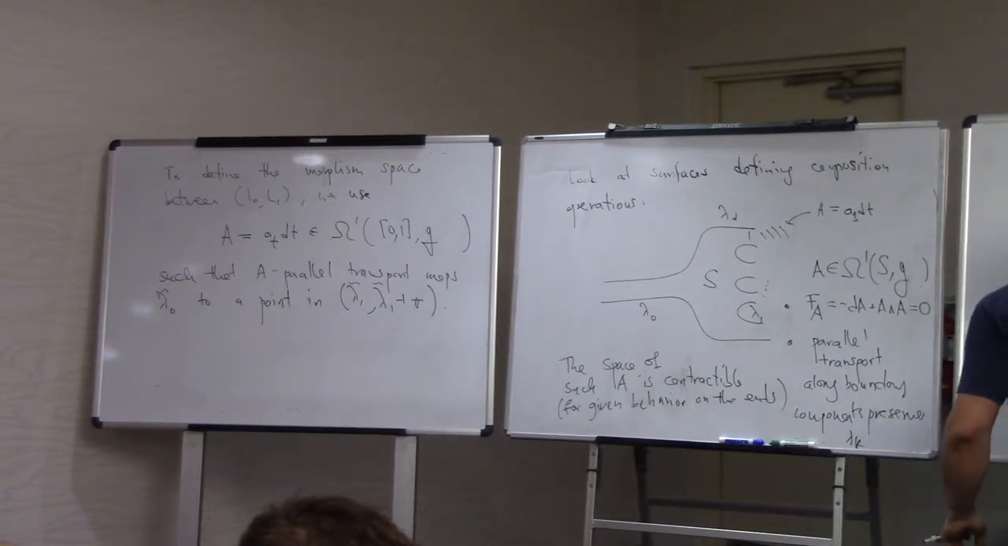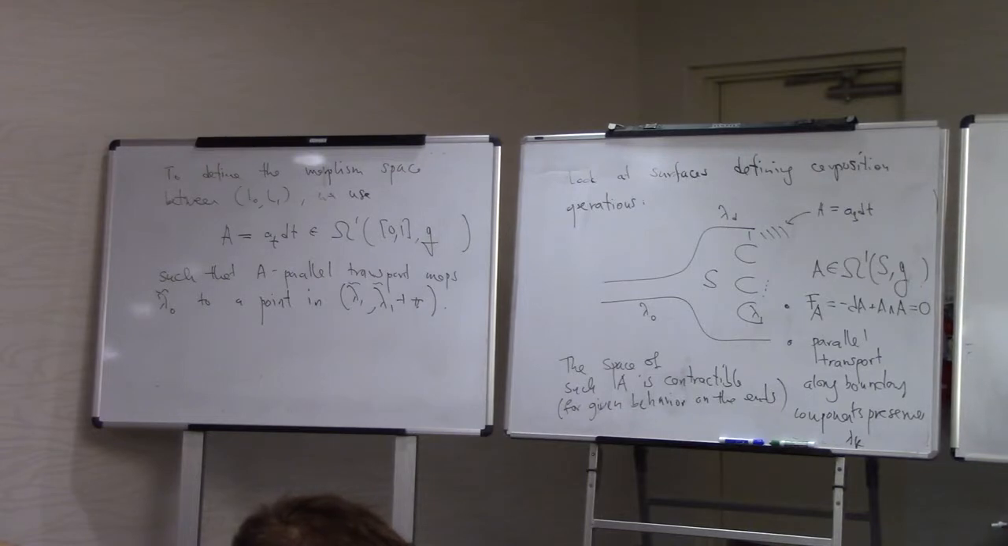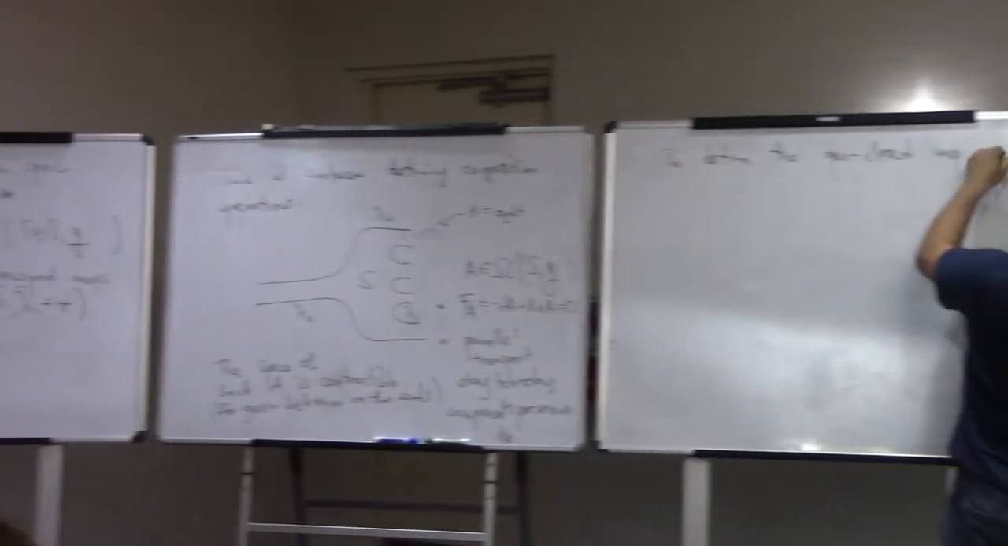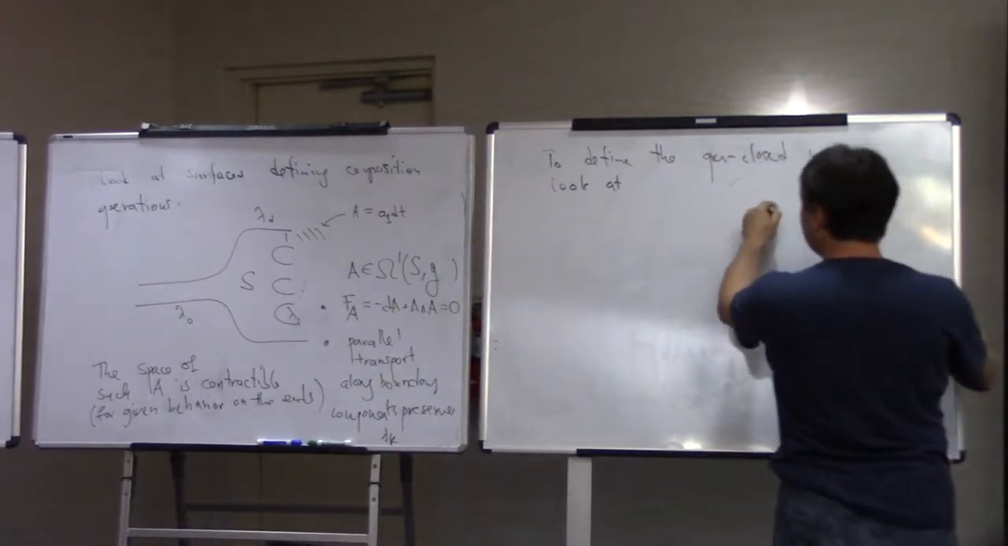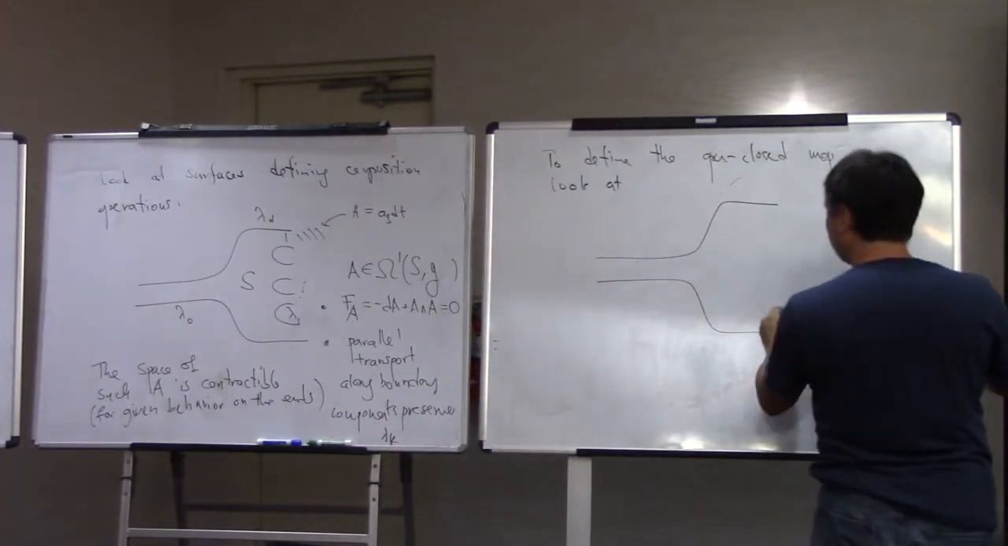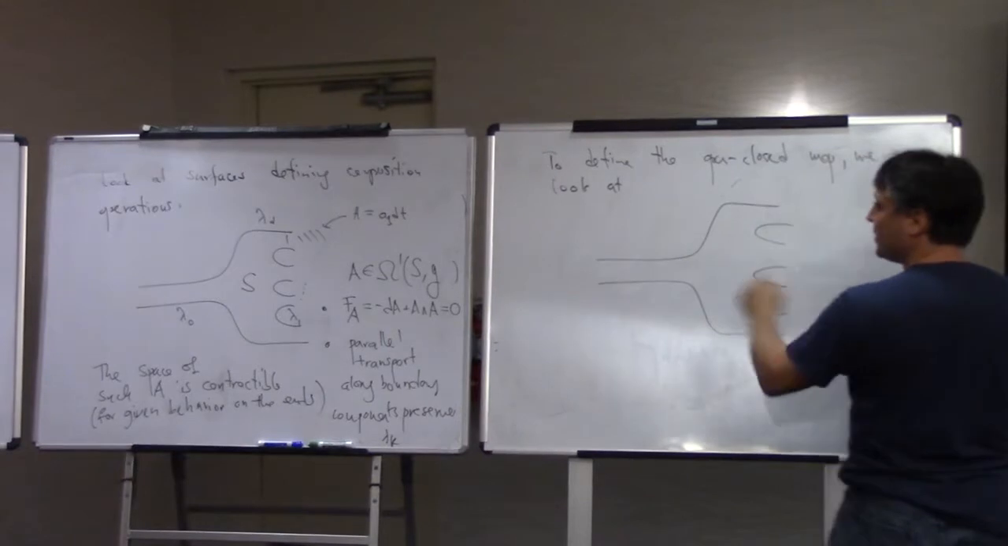Okay, so now, to define the open-closed map, we look at these surfaces here. They're the same as before, okay?